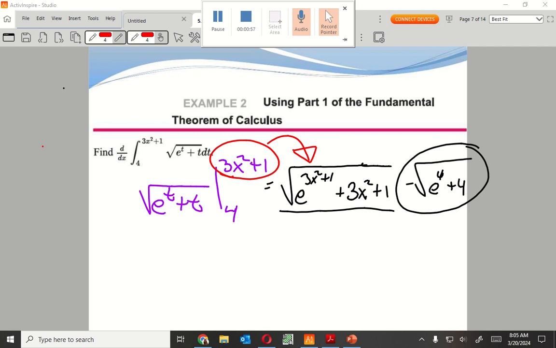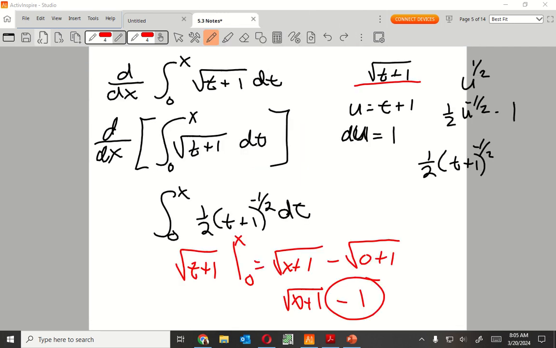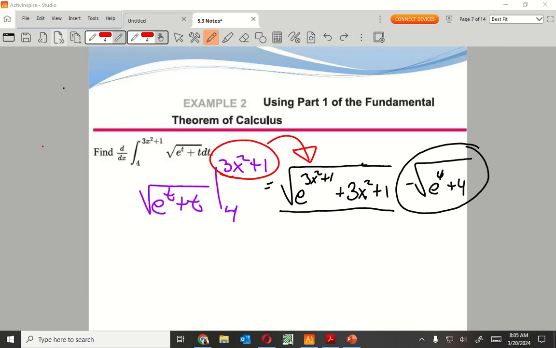If this was just x by itself, then it would look like these problems right here, where we just plug it in and we get that answer. But because this is more than just x by itself, I forgot the du. My u in my chain rule would be 3x squared plus 1, and my du would be 6x, right?